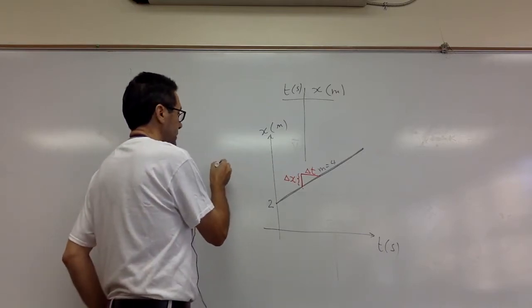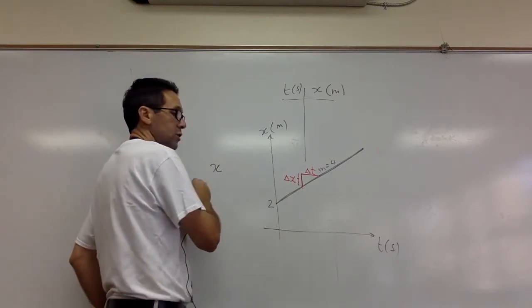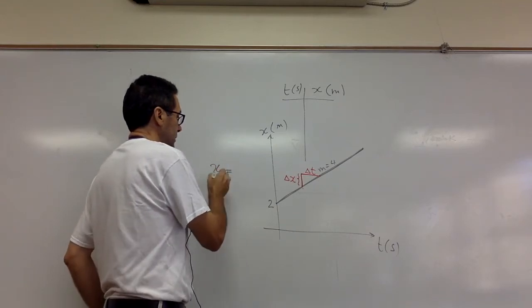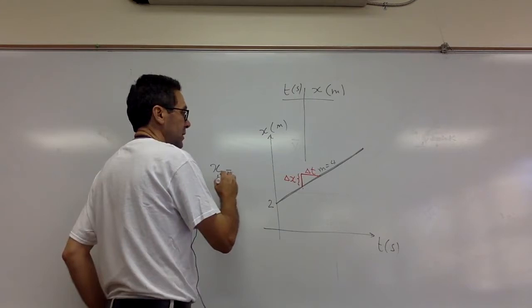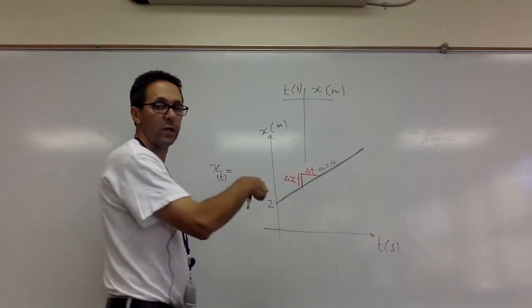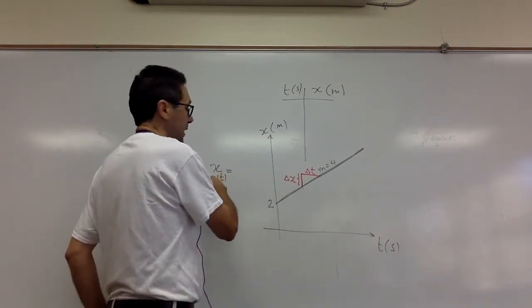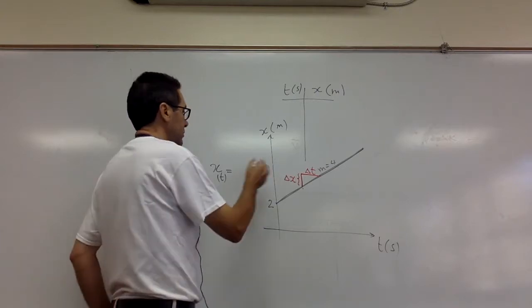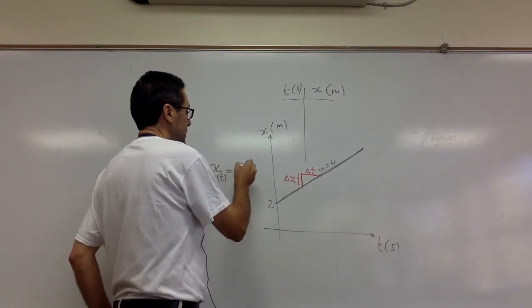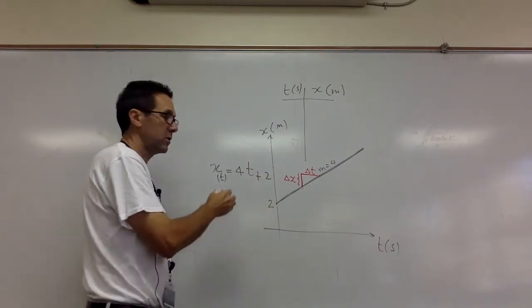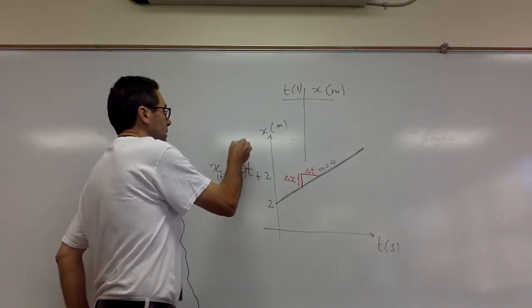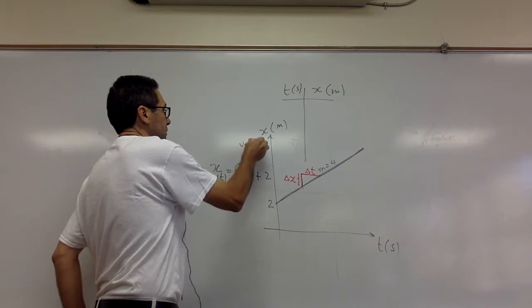So I can say that x, which is position, equals, this is a function of time, that's not a multiplication, just a function of time, is equal to, this is y equals mx plus b, just the x plays the role of y now. So it's going to be 4t plus the y-intercept, which is 2. And this 4 here is your velocity.